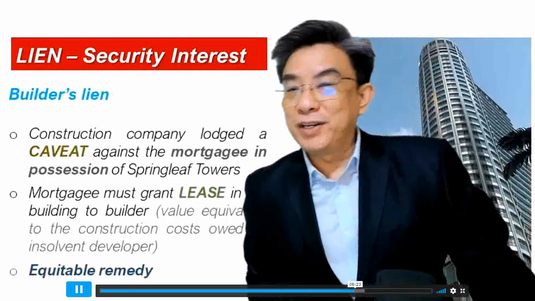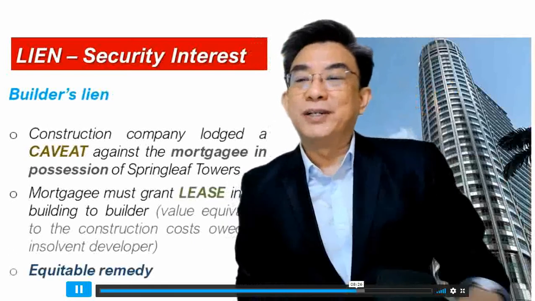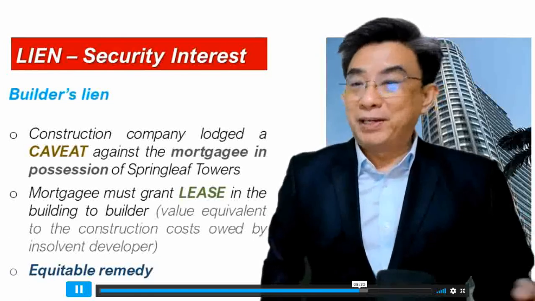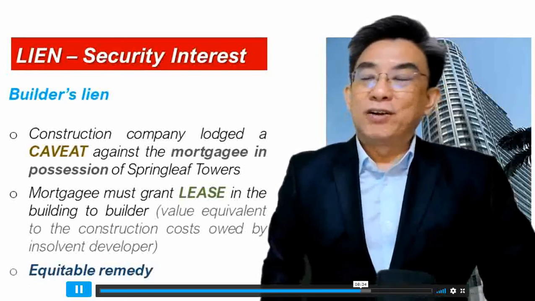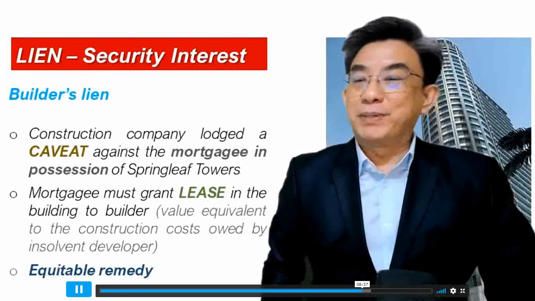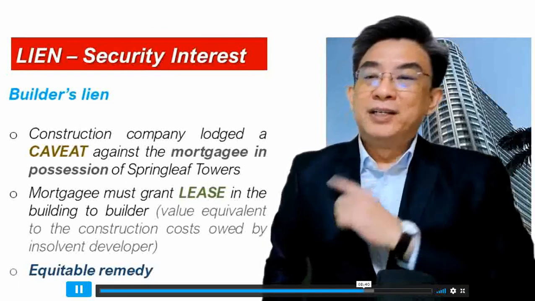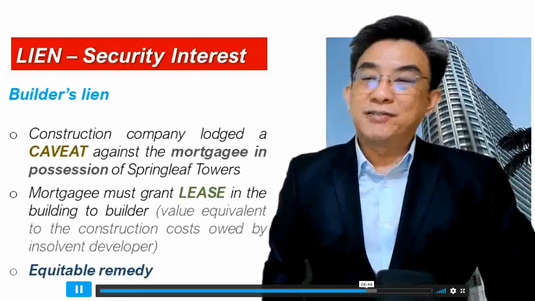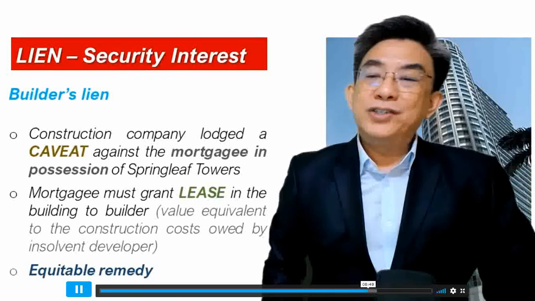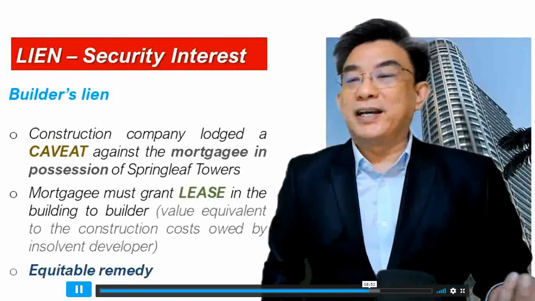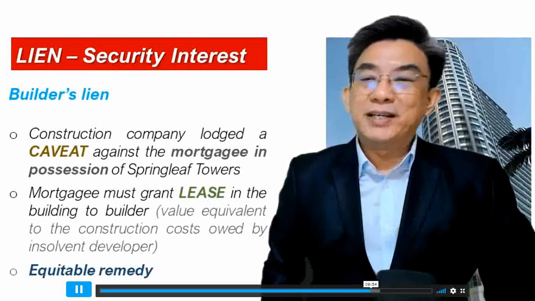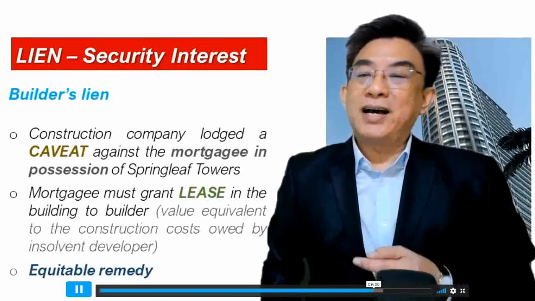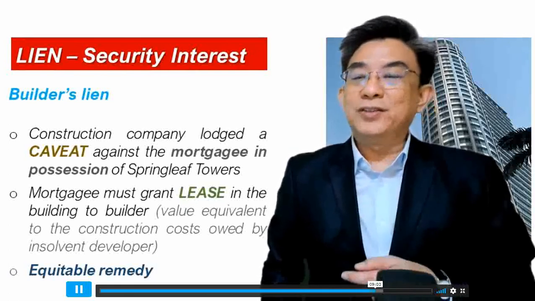This one is Springleaf Tower. The construction company involved in this dispute is a publicly listed company. They lodged a caveat against the mortgagee in possession of Springleaf Towers. This one happened during the last Asian currency crisis in 1998. They fought this case for many years. The court judgment at the end of the day was that the mortgagee, meaning the bank, must grant a lease in the building to the builder.